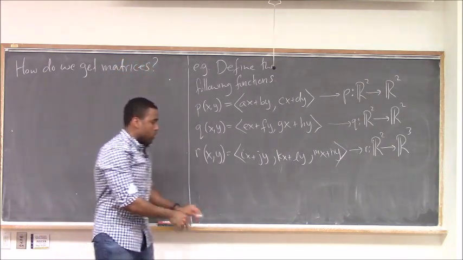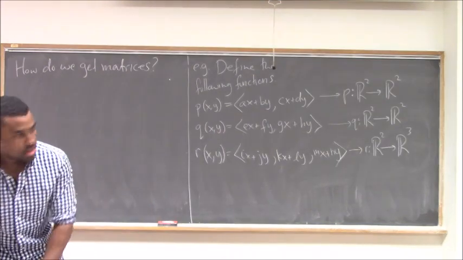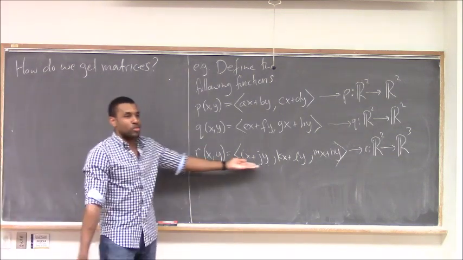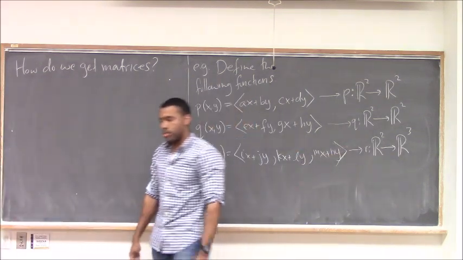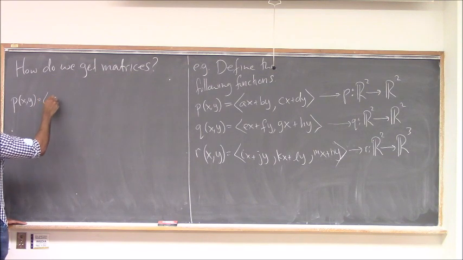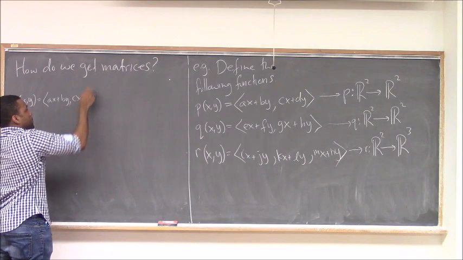So here's how. We kind of want to arrange things so we can write it in shorthand. If I want to go from a 5-dimensional space to a 7-dimensional space, I wouldn't want to have to write out something like this. That's going to be very cumbersome. So let's say I start with p of xy, which we know is ax plus by, comma, cx plus dy.